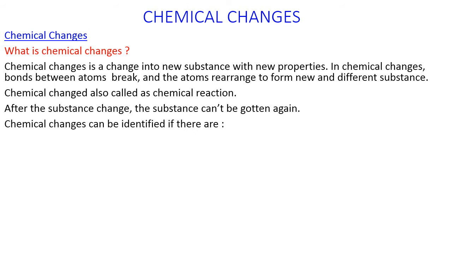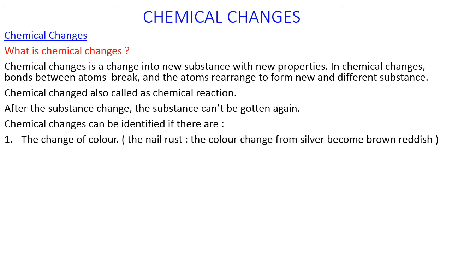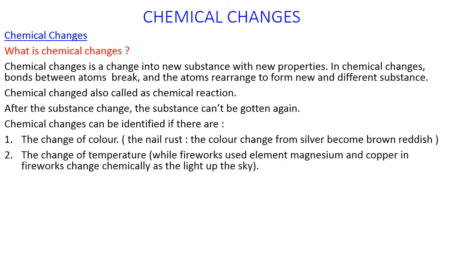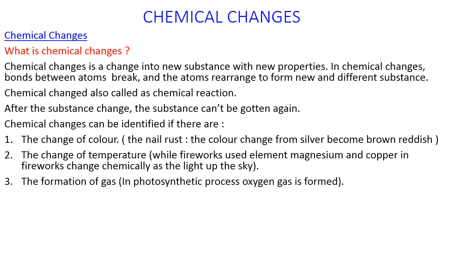Chemical changes can be identified if there are: first, the change of color. Example: the nail rust. The color changed from silver become brown reddish. Second, the change of temperature. Example: fireworks use element magnesium and copper, which change chemically as they light up the sky. Third, the formation of gas. In photosynthetic process, oxygen gas is formed.